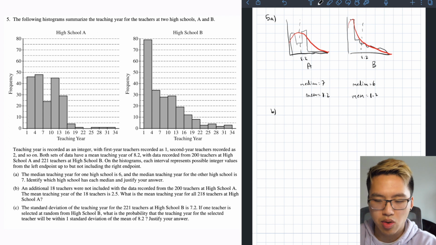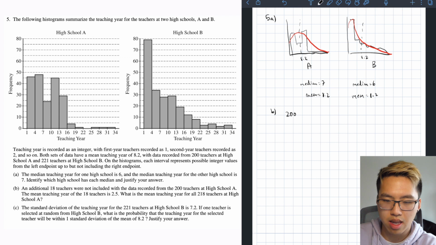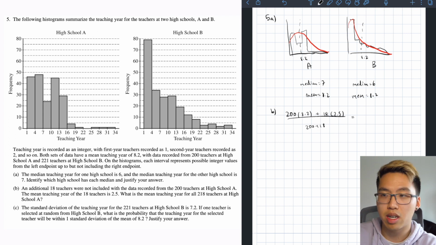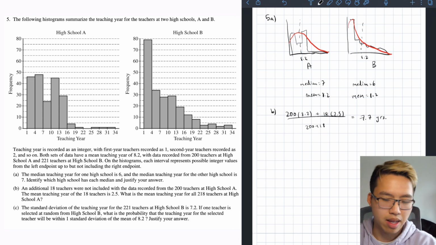And how you calculate a weighted average is you take the sample size of one group, multiply it by the mean of that group, and then you add the new group, so the 18 teachers and their mean, and you divide it by the total number of people that you're considering. So if we plug that into a calculator, we get 7.7 years. And I think that's it.